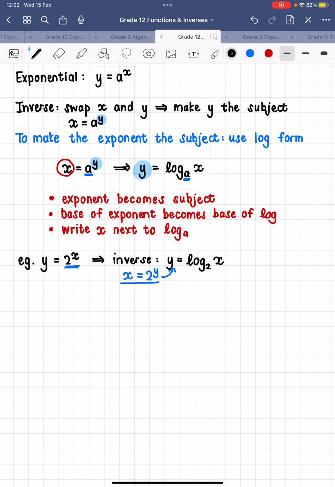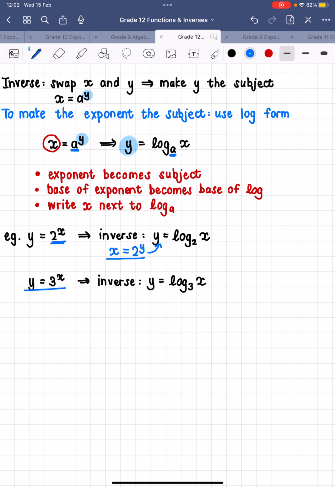If you have y equals 3 to the power of x, then the inverse is going to be y equals log base 3 of x. But again, that is actually coming from, if we take this equation and we swap the x and y around, we're going to have x equals 3 to the power of y. Now the exponent becomes the subject, the base of the exponent becomes the base of the log, and then we write the x down last. So like I said, you're more than welcome to write the step x equals 3 to the y, but you can also leave it out if you just remember that.